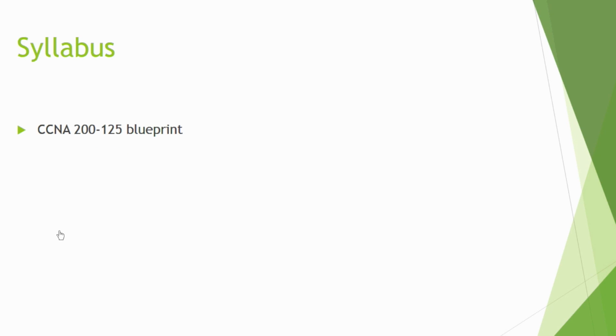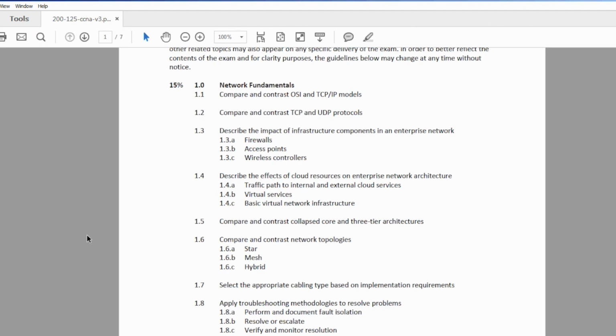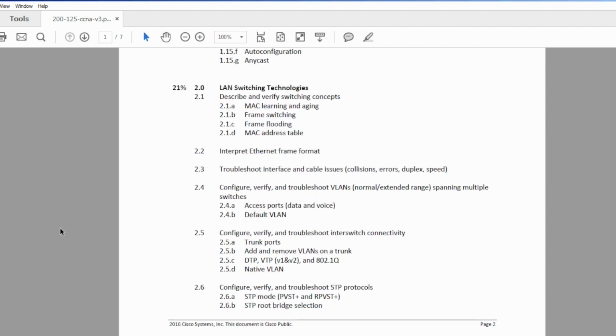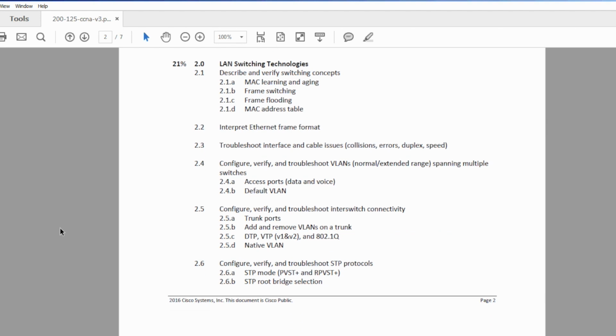Finally, the syllabus. Let me walk through the syllabus. The first section will be network fundamentals, where we will learn the networking models and the topology types. And the second chapter will be LAN switching technologies, which will brief you about the layer 2 technologies of the networking domain.